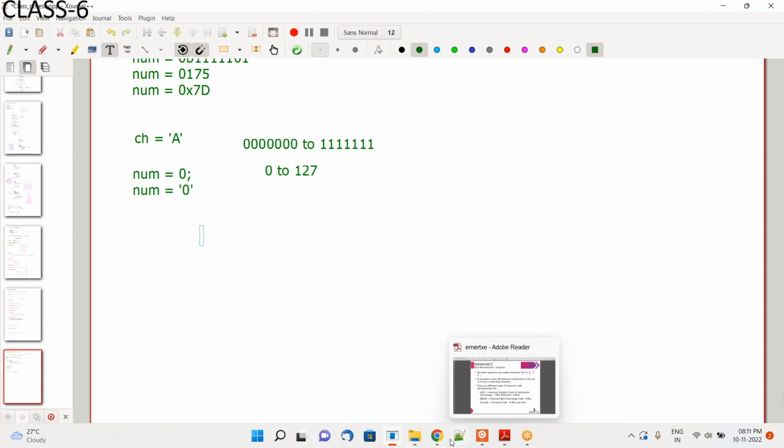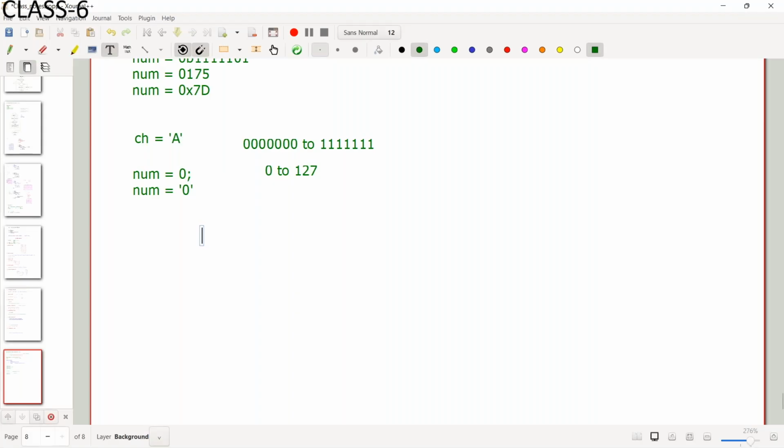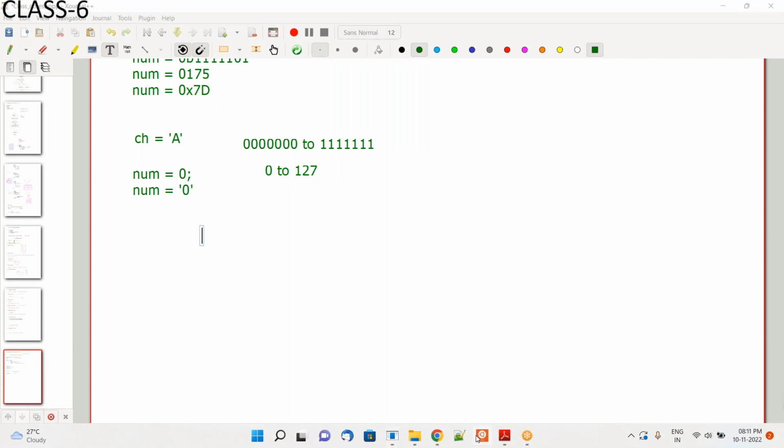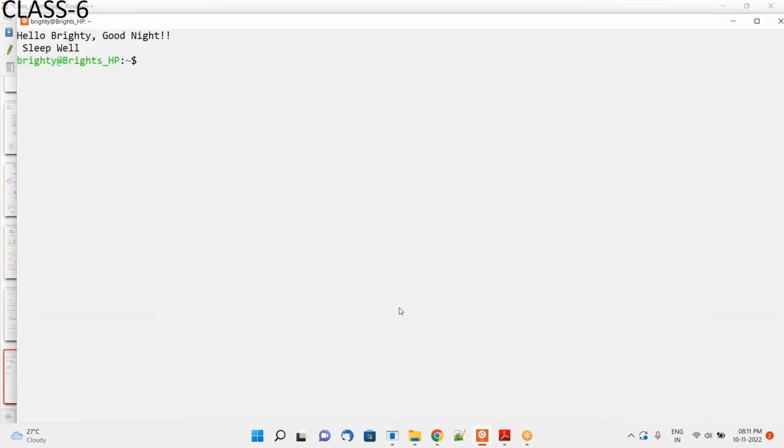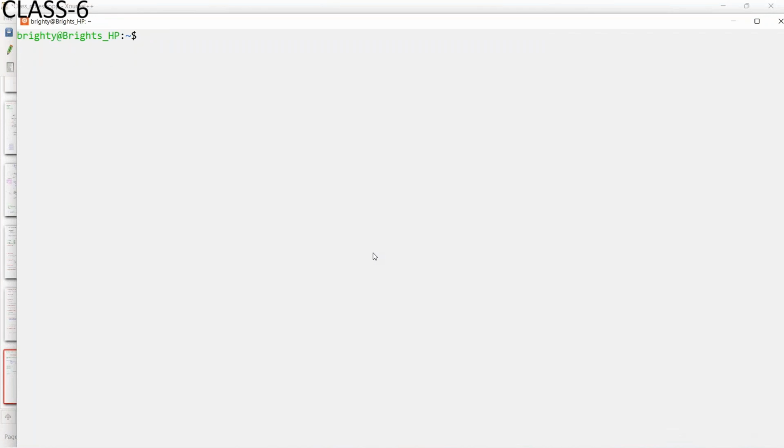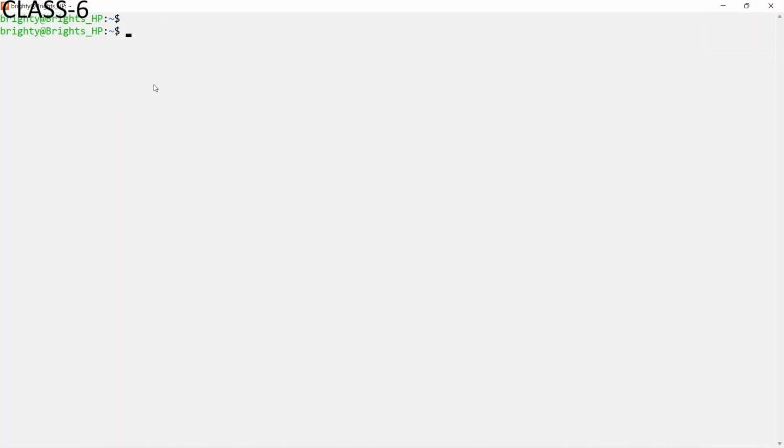On the ASCII table, we have 127, totally 128 codes. For every character there is a representation, and I'll show that. That means 1 byte is not completely used for a single character. Only 7 bits are used.